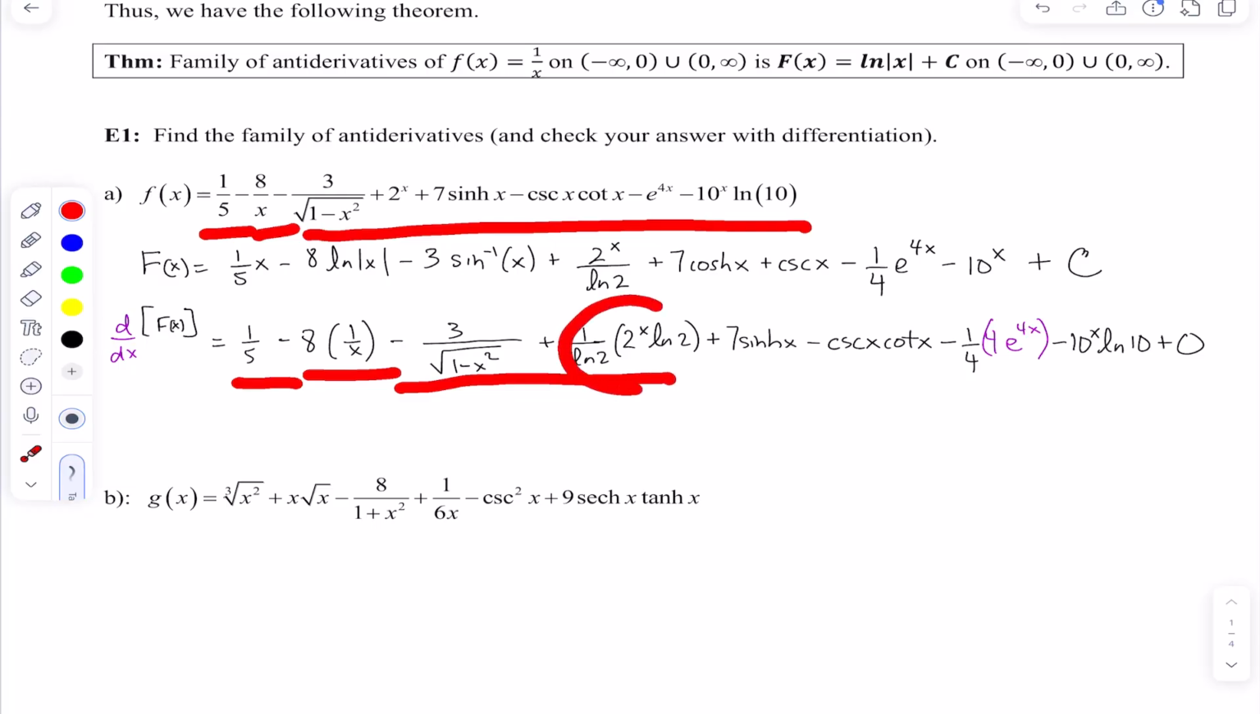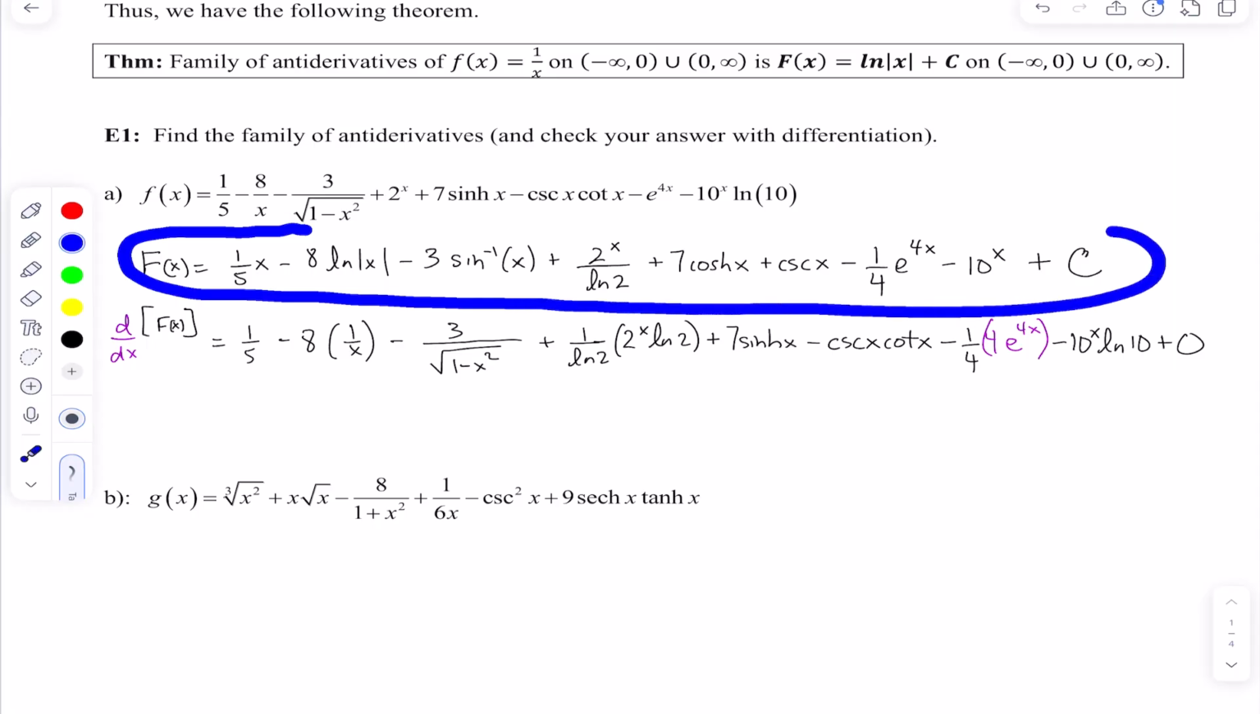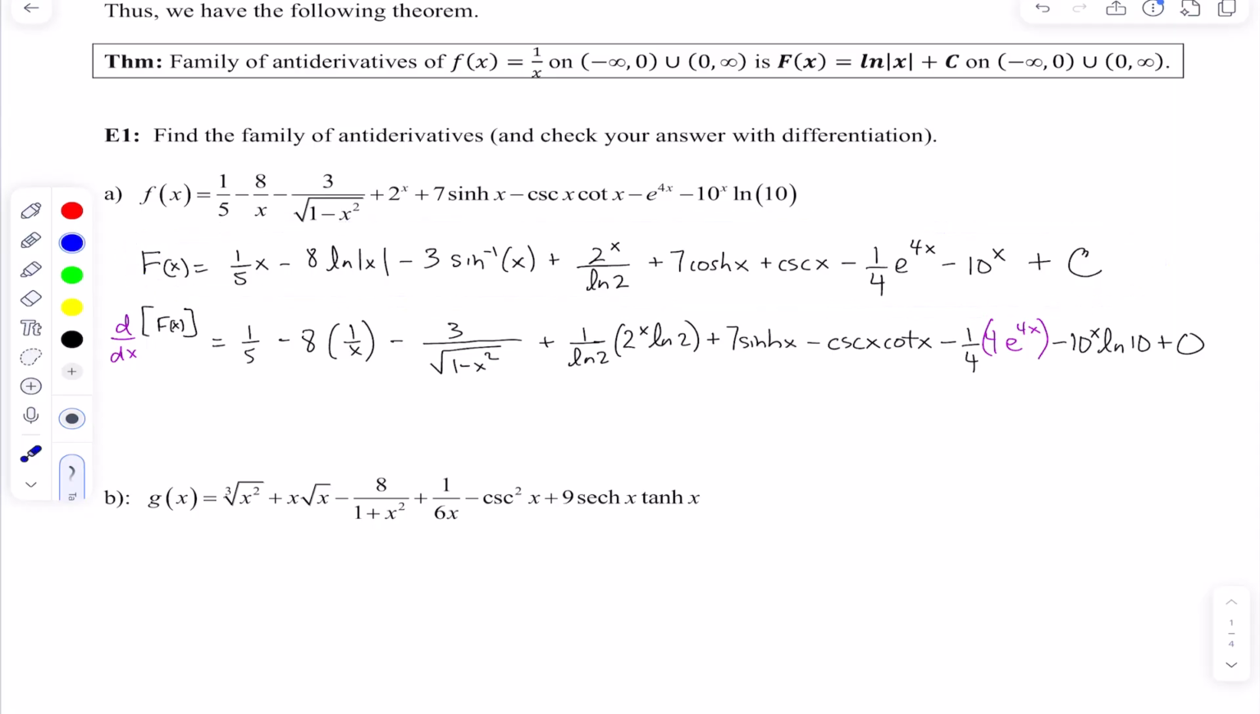And so notice a lot of things here match as expected. I'm actually using our forward-thinking process of differentiation to check our answer. Looks like everything matches. And when it matches, you gain confidence in differentiation and anti-differentiation. Once you realize that you've checked your answer, go ahead and circle your family of antiderivatives. I should say encapsulate your family of antiderivatives.